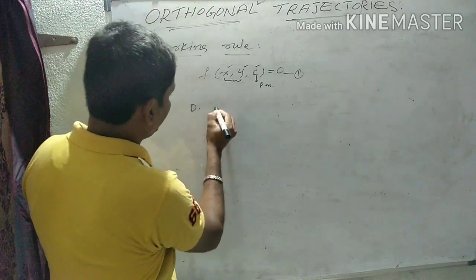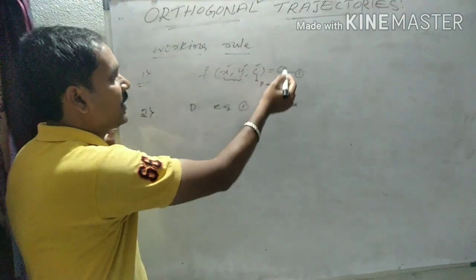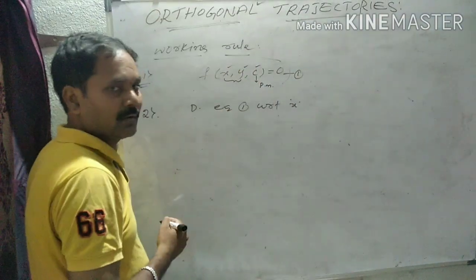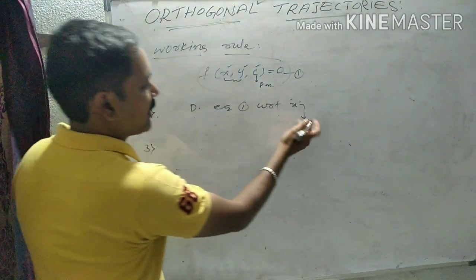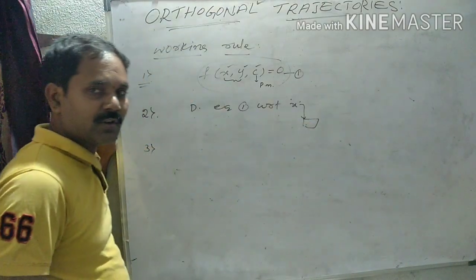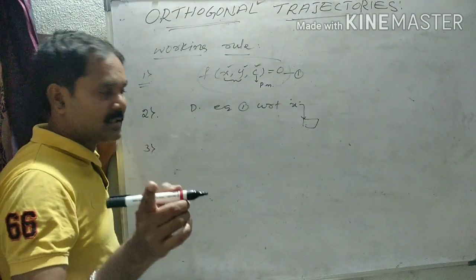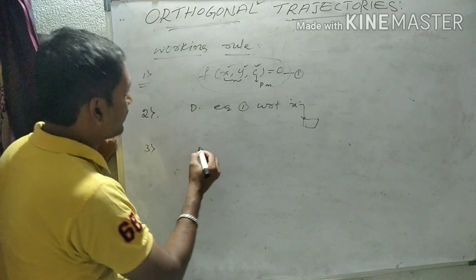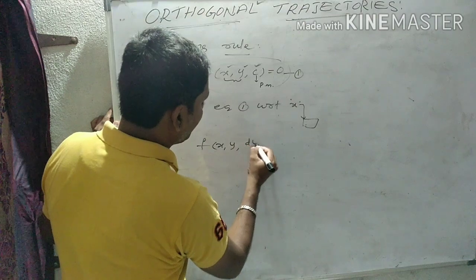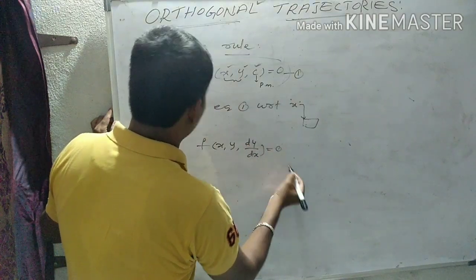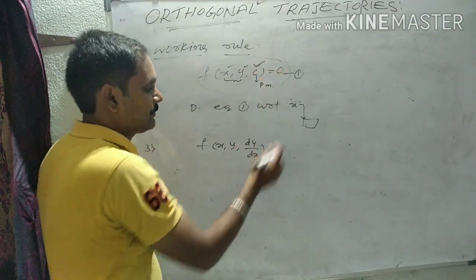Now second step. Differentiate equation 1 with respect to x. We have to differentiate equation 1, this one. We get some equation. From the above equation we have to eliminate the parameter c. Then we get an equation like this, f of x comma y comma dy by dx. This is the other equation after eliminating the parameter.